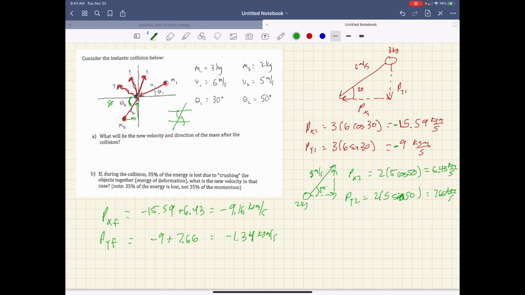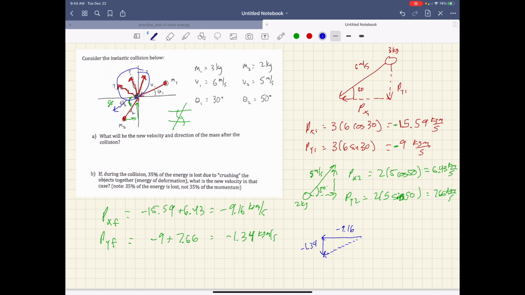Okay. Now I can start to figure out the momenta of the final object that has now been stuck together. The final object is going to have an x direction momentum of negative 9.16. It's going to have y momentum of, in this case, negative 1.34. So the actual object is like this. In all of our three options, it actually is going to go off somewhere like this. Again, not unexpected.